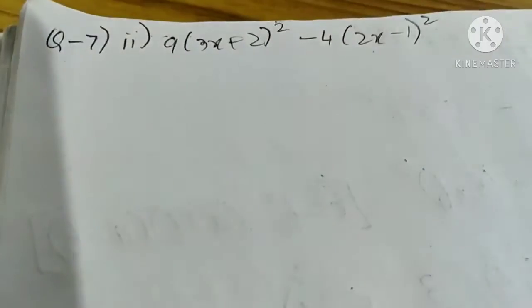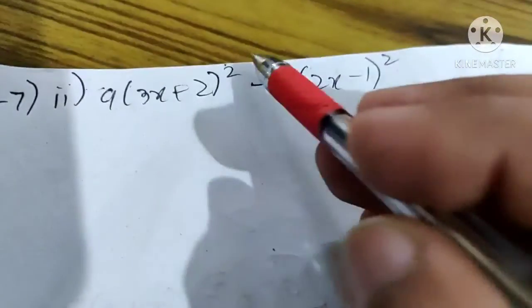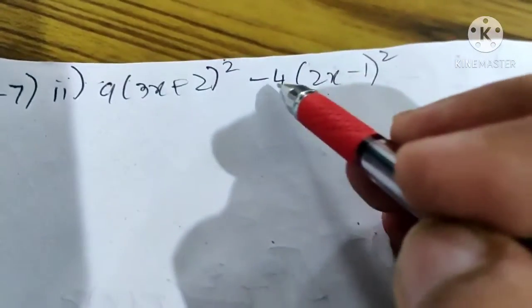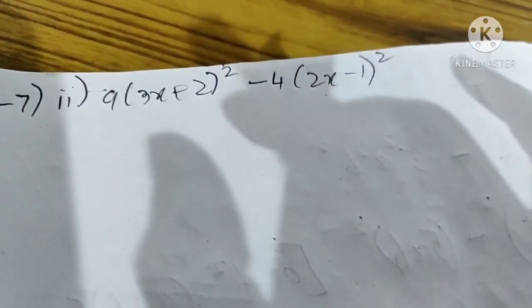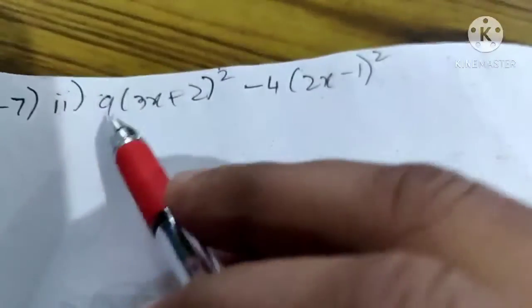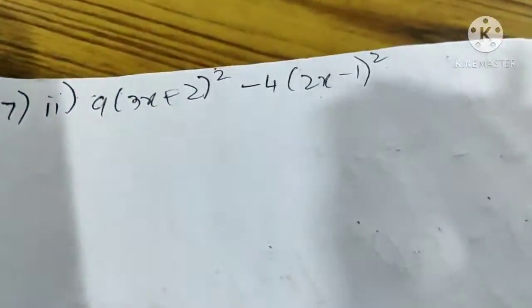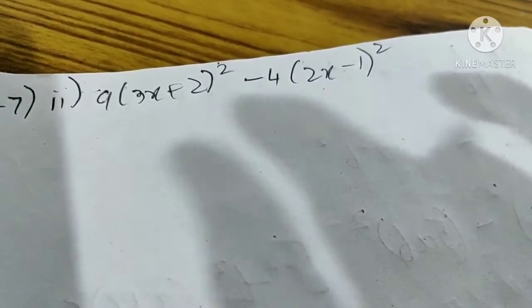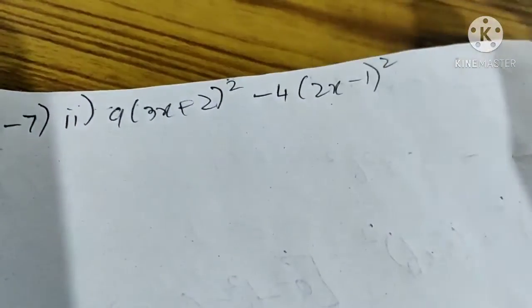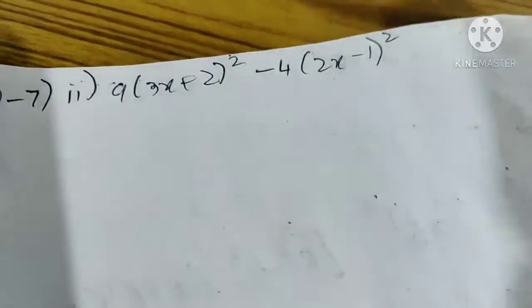So our next question here is 9(3x+2)^2 − 4(2x−1)^2. I have always said whenever there is a term in a bracket or in multiplication, it means that it is a single term. Like if you are given a into b, it is ab. It means it is considered as a single term.